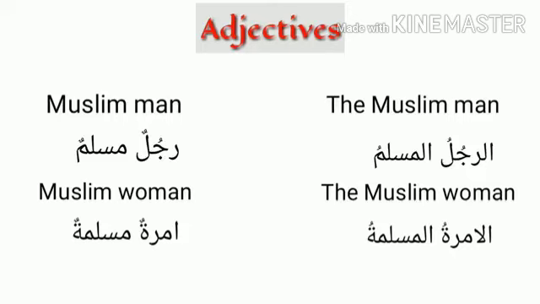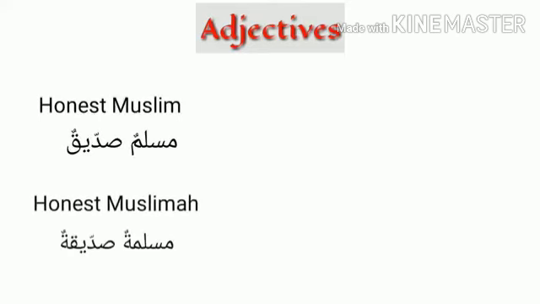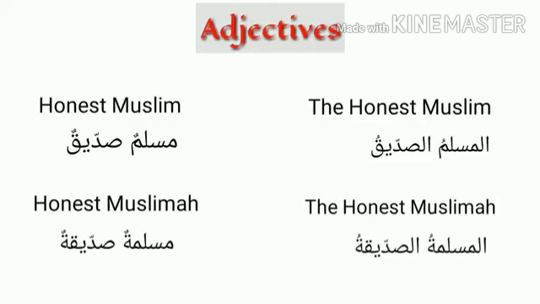Today we are only looking at these two conditions. Tomorrow we will also look at the conditions of singular, dual and plural and the different cases, different i'rab. The Muslim man, ar-rajulu al-muslimu. The Muslim woman, al-imratu al-muslimatu. Okay. Honest Muslim, muslimun siddiqun. Honest Muslimah, muslimatun siddiqatun. The honest Muslim, al-muslimu as-siddiqu. The honest Muslimah, al-muslimatu as-siddiqatu.